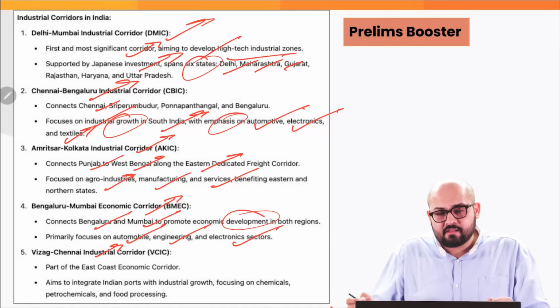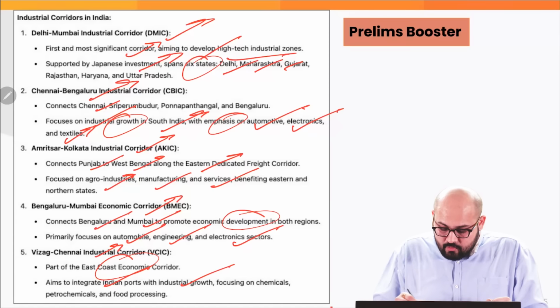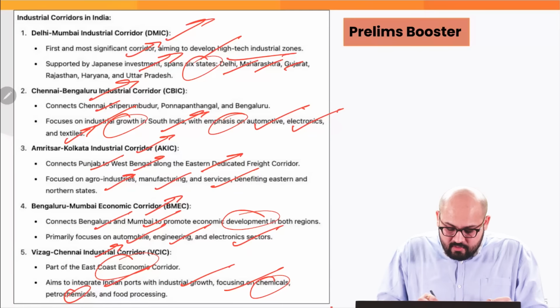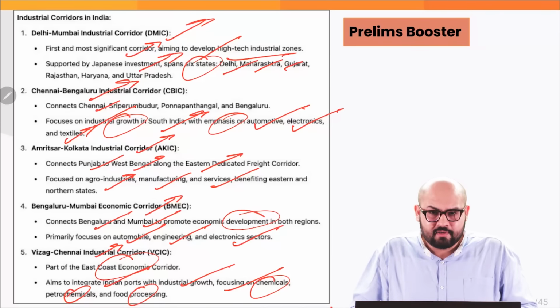Then we have got Vizag-Chennai Industrial Corridor, part of the East Coast Economic Corridor, aims to integrate Indian ports with industrial growth, focusing on chemicals, petrochemicals, and food processing. So that is what you need to know with respect to this particular article.